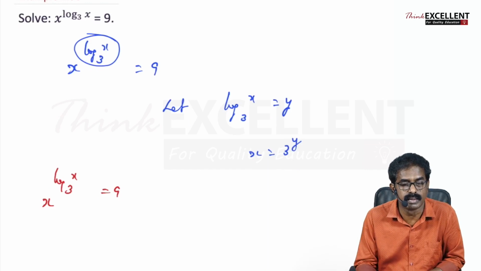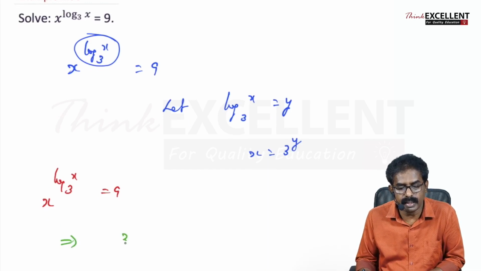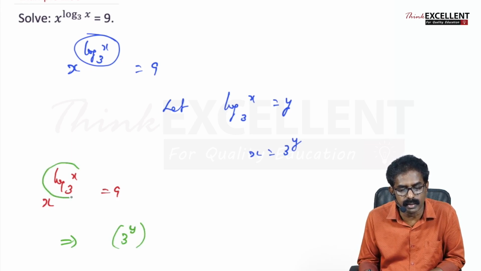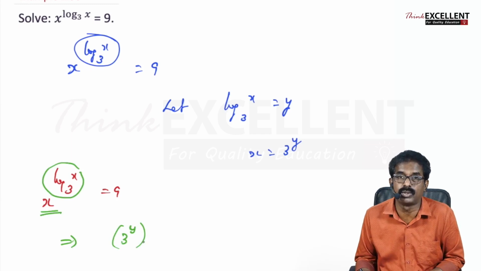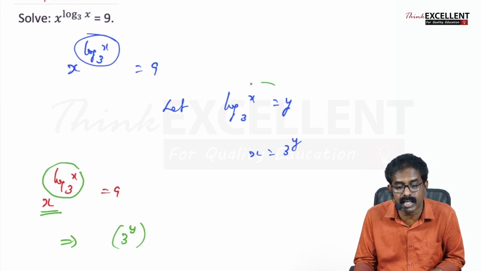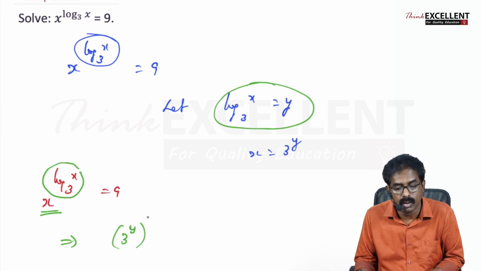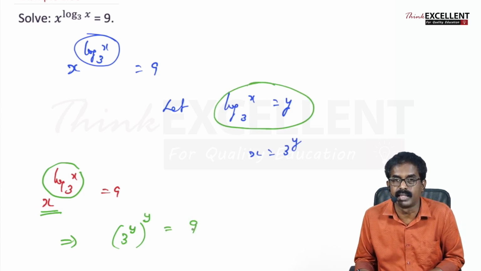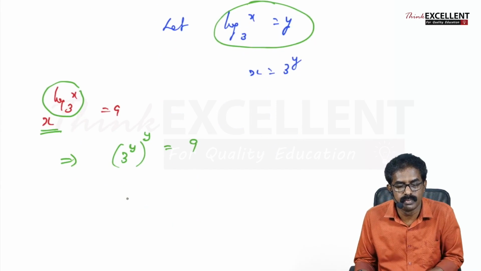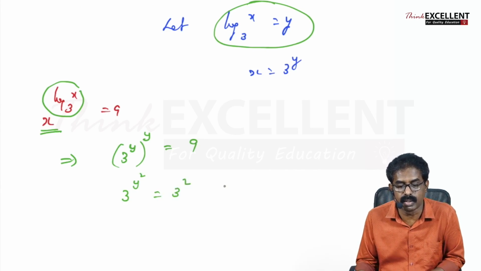It becomes, listen, instead of this x, I put 3 raised to y, (3 raised to y) raised to log x to the base 3. That log x to the base 3 we have taken as y, equal to 9. So now you can write 3 raised to y square, because y into y, equal to 9, which can be written as 3 square. Bases are same, powers are equal. y square is 2, so y equal to plus or minus root 2.